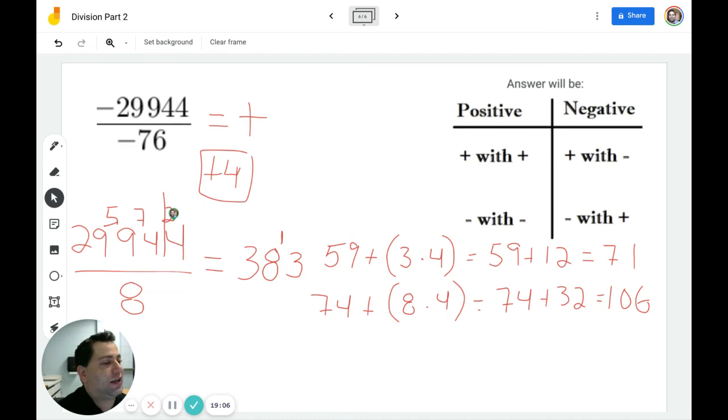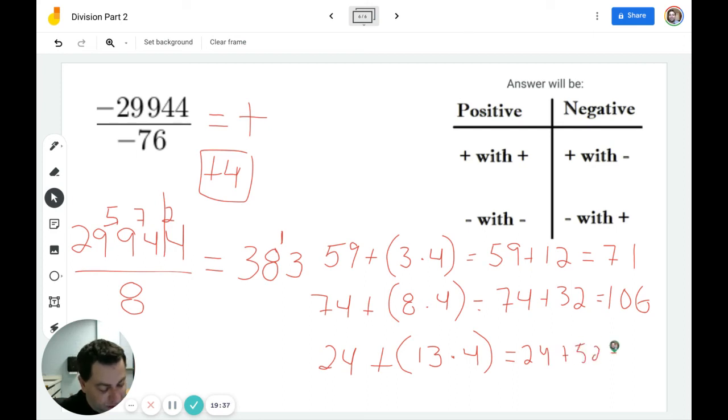We've crossed the remainder line, so we have to switch back to 76. So we have 24 plus 13 times 4. Well, 4 times 10 is 40. 4 times 3 is 12. So this is going to be 24 plus 52, which is going to equal 76.